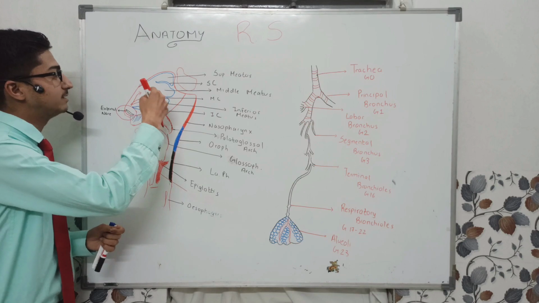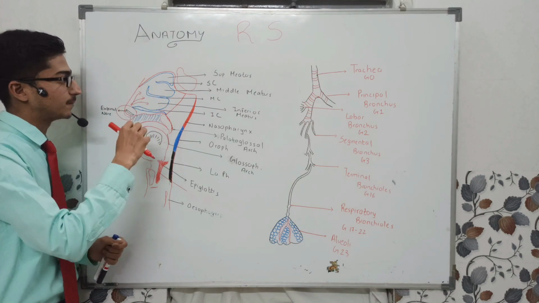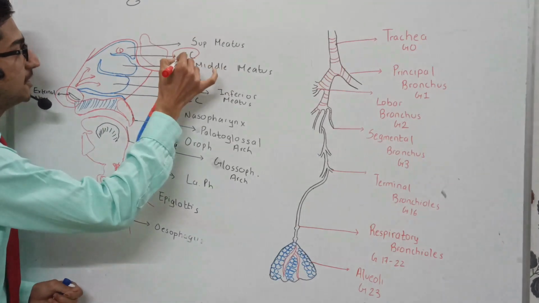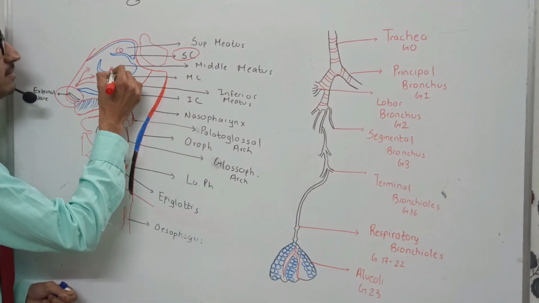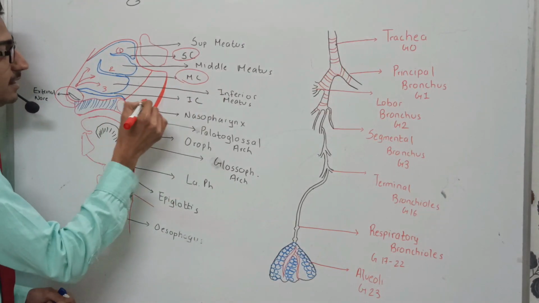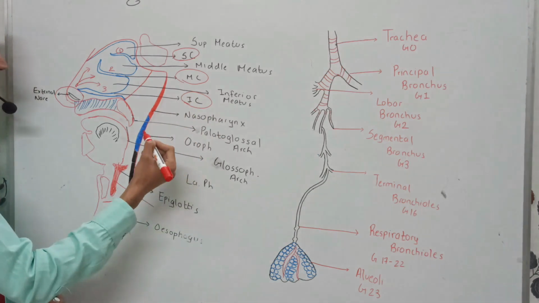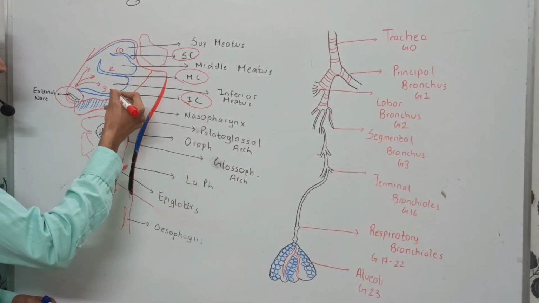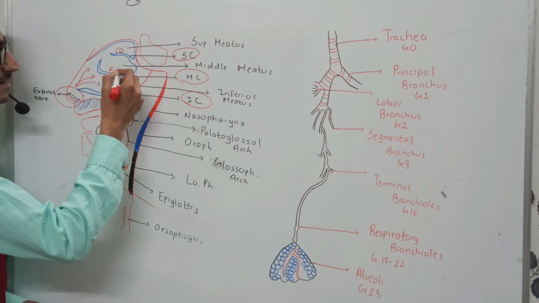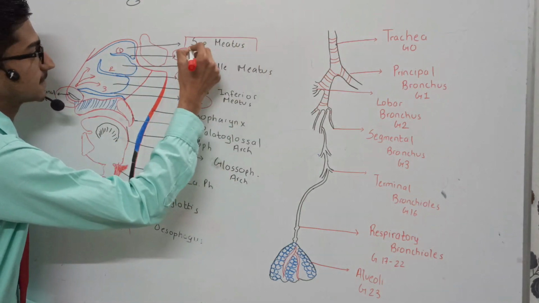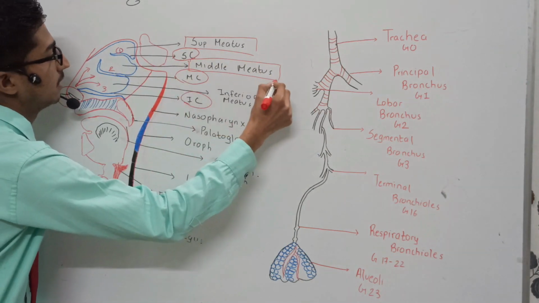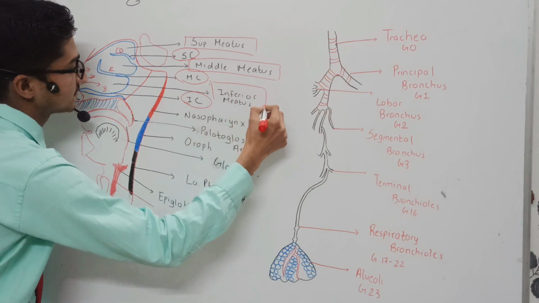Let's see the important three structures in this cavity. The first one is the superior concha, second one is the middle concha, and the third one is the inferior concha. These three structures form three more important cavities, that is the superior meatus, middle meatus, and the inferior meatus.